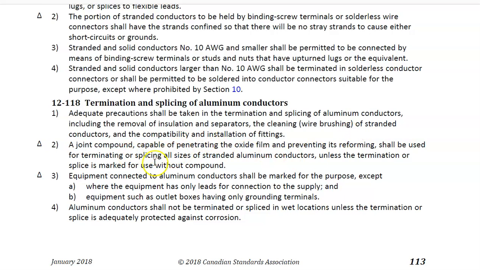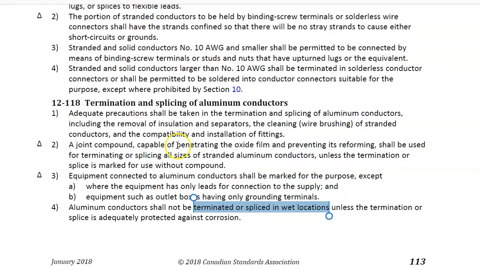It has to be used for terminating and splicing all sizes of stranded aluminum conductors, unless the termination or splice is marked for use without compound. And any time that the equipment is connected to aluminum, it shall be marked for the purpose. The reason for this is the electrolysis, so it does not corrode the aluminum. Except where the equipment only has leads for connection to the supply and equipment such as outlet boxes that only have grounding terminals. And last of all, aluminum conductors shall not be terminated or spliced in wet locations. Those are all going to be in your Category 1, Category 2, so found in Section 22, unless the termination or splice is adequately protected against any sort of corrosion.